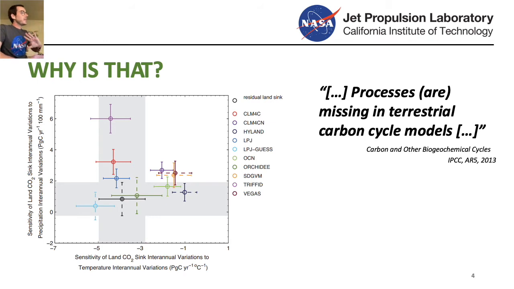So in this plot here, we have the residual budget sensitivity of land sink to the interannual variations of precipitation versus temperature. And as we can see, these land surface models here are all around the place. Most models are too sensitive to precipitation interannual variations, and most models are not so sensitive to temperature. But the IPCC is blaming the missing processes. So there are not enough processes represented in these models.